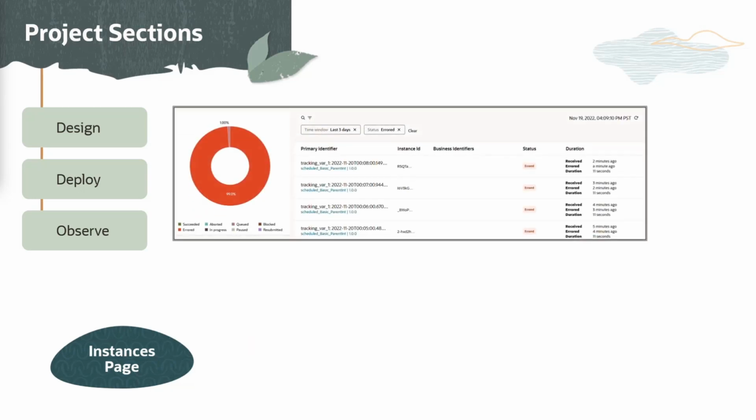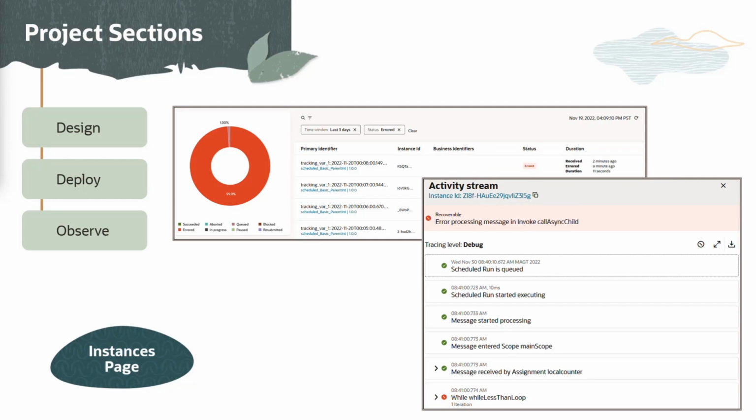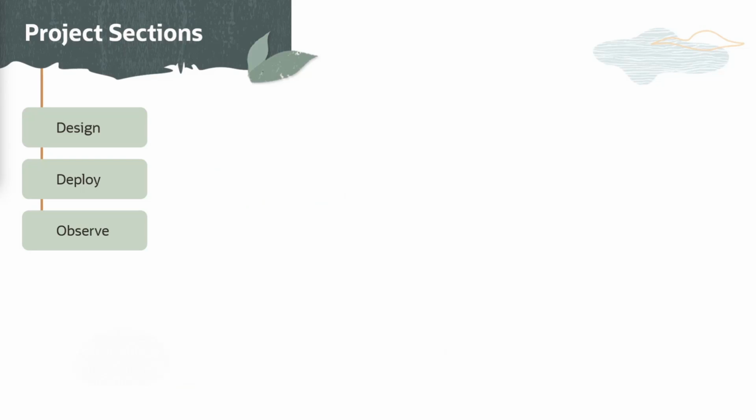And of course, if any integrations have an errored status, just hover your mouse over the instance row and then click View Details to directly access the activity stream so you can start troubleshooting.